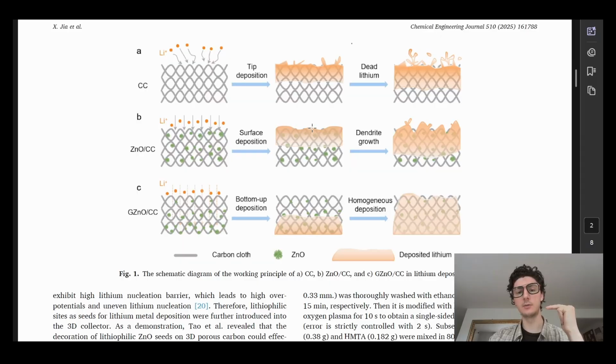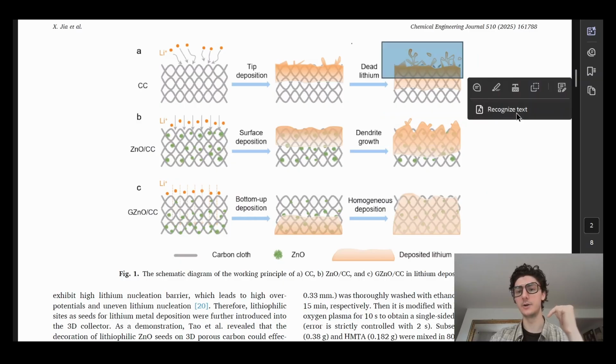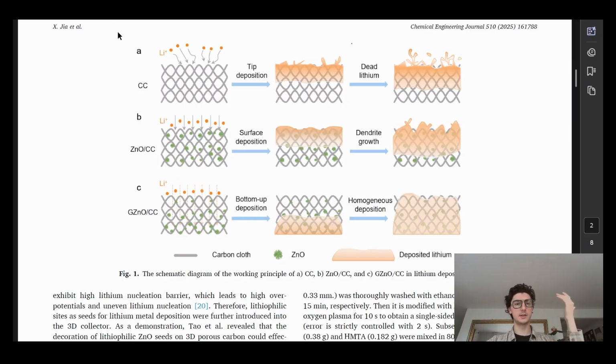Then they show you a bottom-up deposition. So instead of the lithium getting coated at the top, it looks like it slides into the carbon cloth and starts forming first at the bottom. And then it forms layers all the way on top, and you don't get this jagged structure at the very top that you get in here and that you get in here. So that's very cool. Basically, with this whole picture, they're showing you that this gradient works better than the non-gradient, and the zinc oxide works better than no zinc oxide.